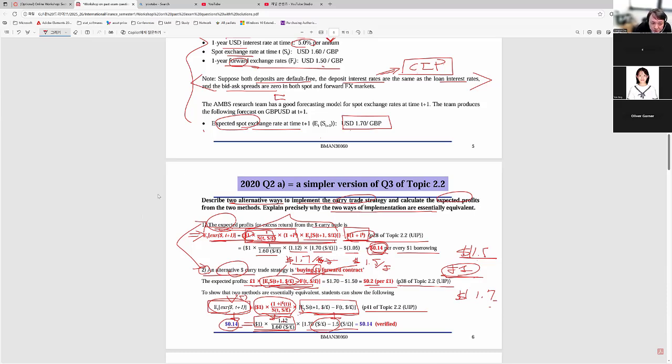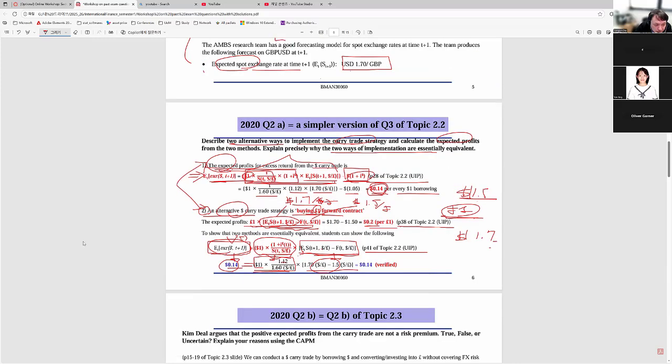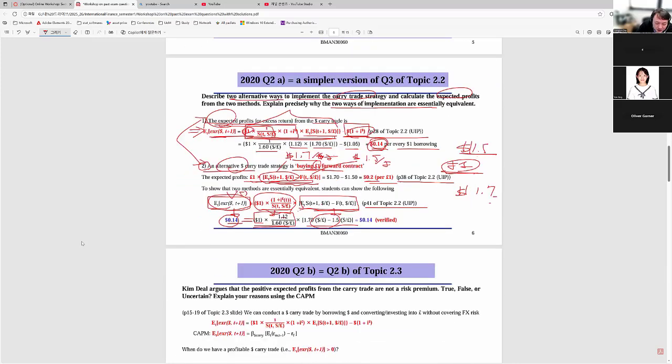Do you have any questions? We did talk about this one in the lectures. First way, borrowing low interest rate currency and lending into high interest rate currency, or buying high interest rate currency forward. There's a way to prove these two are equivalent. Both are dollar carry trade strategies. This is the one we used.